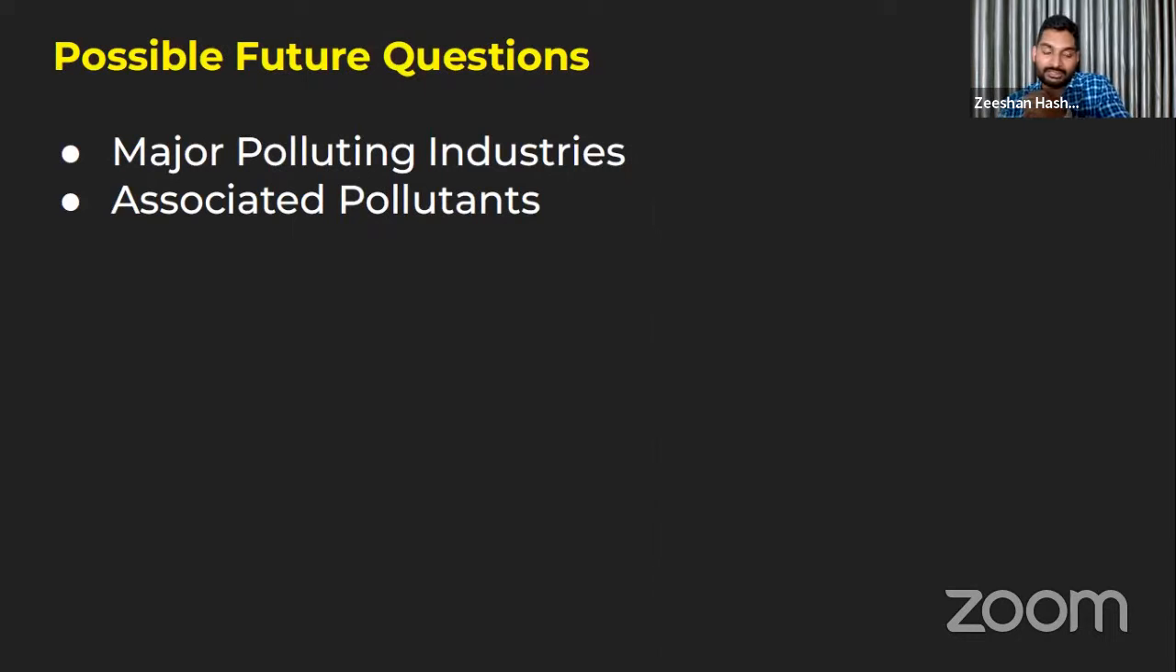Possible future questions can be on major polluting industries and their associated pollutants. Now, this is the bare minimum we are expected to be prepared with, because we have seen this trend being followed by UPSC in the past few years. Let's quickly move ahead.